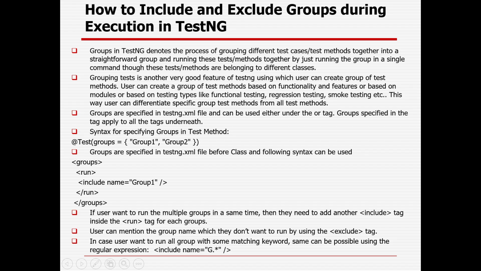Sometimes the group names are your application names, suppose application 1, 2, 3, 4, 5, like that. But if you want to run all of application 1, 2, 3, 4, 5 in a single shot, how can you do it? You can mention the group include as app dot star, so that automatically every group name starting with app will be treated as included, or filtered during the execution.